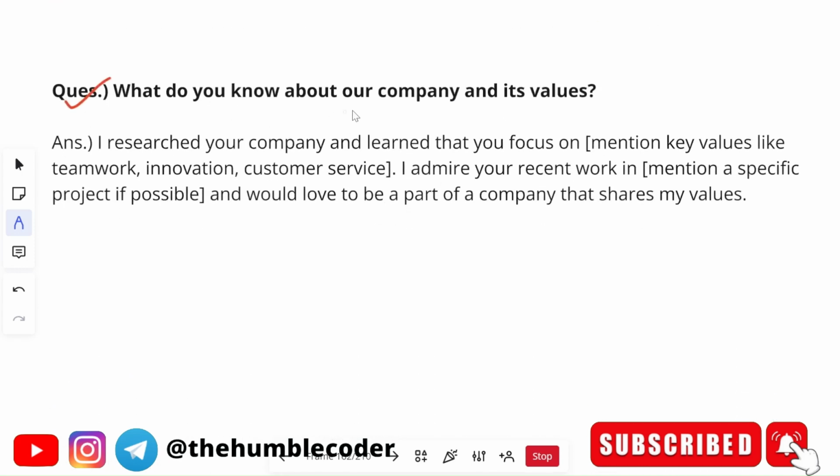What do you know about our company and its values? Okay. Let's see the answer for this one. I researched your company and learned that your focus on... So now you have to mention what are the skills or key values that you like about the company. Okay. Like teamwork, innovation, customer service, something like that you can say.